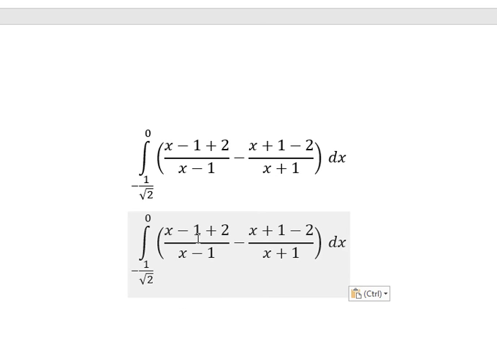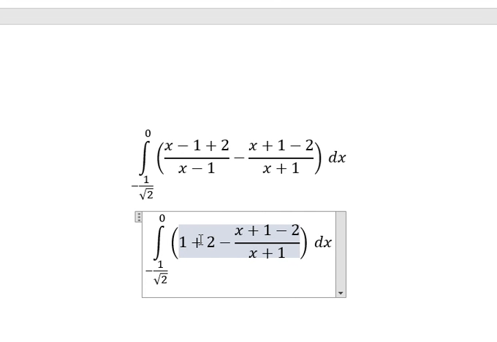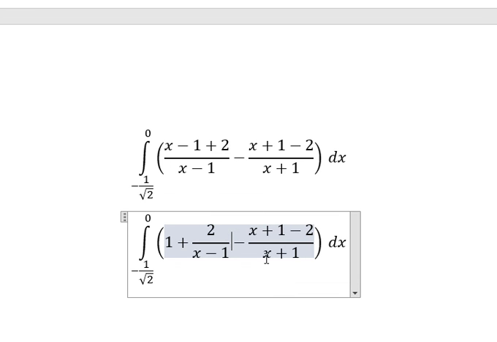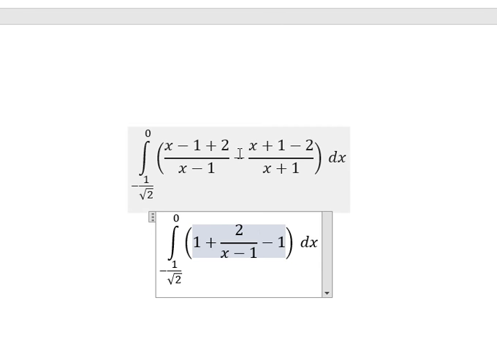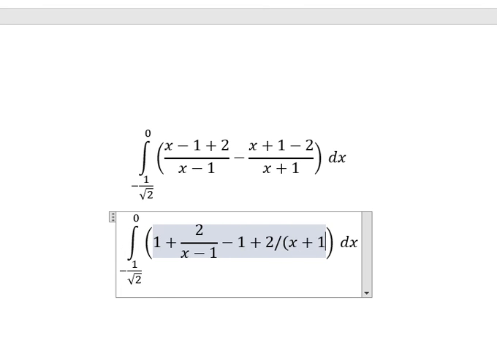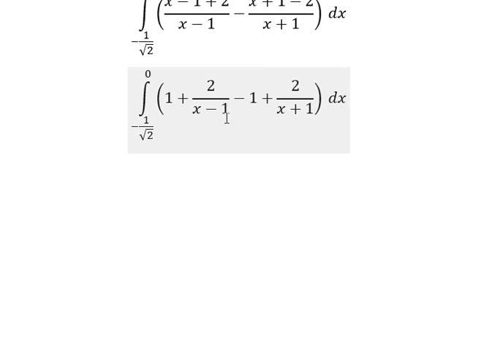S minus 1 divided by s minus 1, s plus 1 divided by s plus 1. So this one we can write into 1 plus 2 over s minus 1. S plus 1 divided by s plus 1, you got 1. Negative with negative, you got positive. And now we have the final answer. 1 minus 1, we cancel.